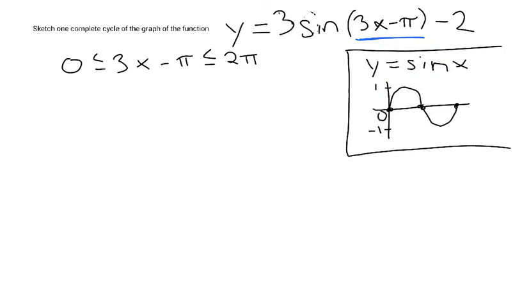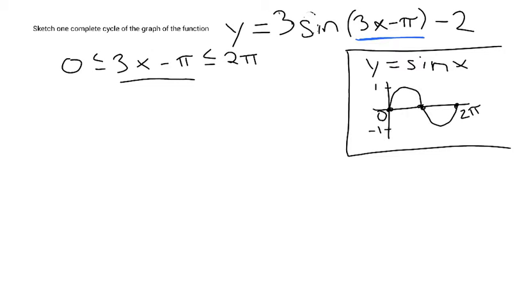So the first x value in that standard cycle is 0, and it completes the one cycle when x reaches 2 pi. So this function, 3 sine of 3x minus pi, minus 2, is going to complete one cycle when that 3x minus pi ranges from 0 to 2 pi. So that's why we set up this inequality.